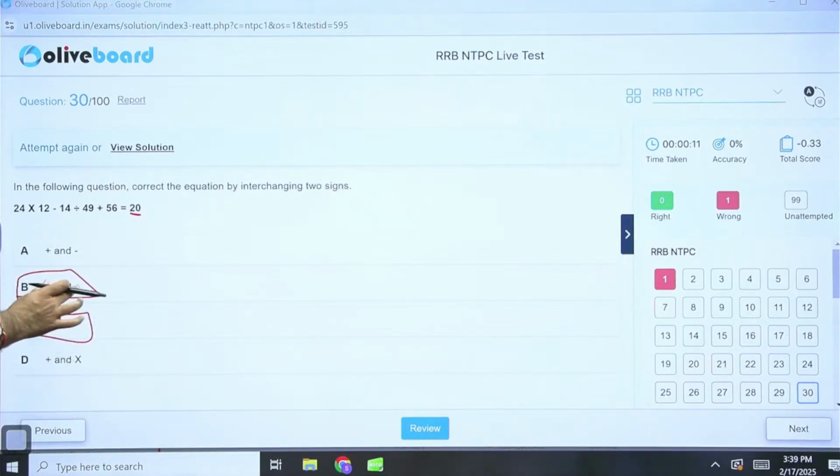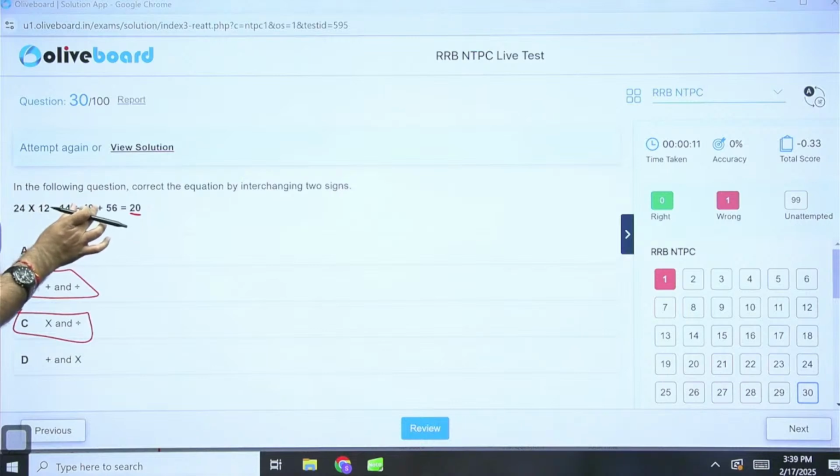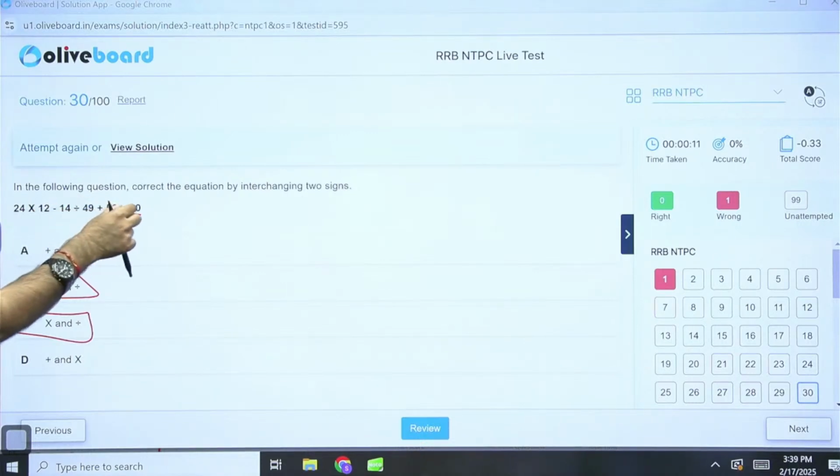You can check it verbally. If you change plus and divide, this is also going to give you a fractional value and is of no value addition here. Useless. Into and divide, if you change, division here happens. 24 divided by 12 is 2. But if you multiply 14 and 49, it becomes a very huge number and coming back to 20 is slightly impossible. So you have to reject these two options. Now you're left with plus and minus, plus and into.